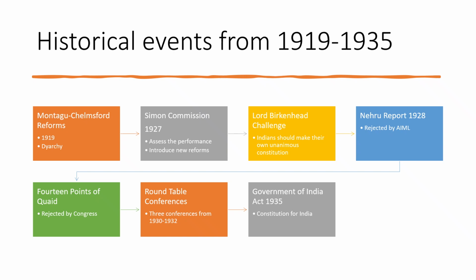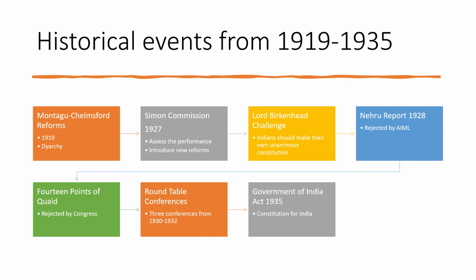So in 1919, the Montagu-Chelmsford reforms were introduced in India, and in these reforms a new system of government was introduced, which was called diarchy. Now diarchy means the division of powers. Diarchy was introduced at the provincial level, and the subjects that were given to the provincial government were further divided into two.